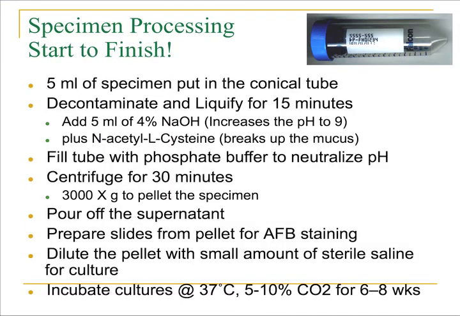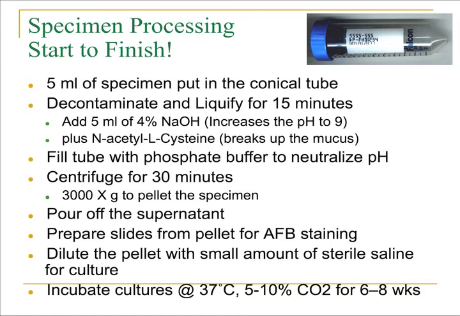On the next slide, we'll talk about how we go about doing specimen processing, start to finish. You can see the conical Falcon tube on the upper right-hand side of this picture. You put at least 5 mLs of specimen into this conical tube. Then you have to go through what's called decontamination and liquefaction of your specimen. You decontaminate and liquefy a sputum specimen for 15 minutes. To do this, you add 5 mLs of 4% NaOH. This will increase the pH of the specimen to 9. This will kill any contaminating bacteria that might be in the sputum specimen.